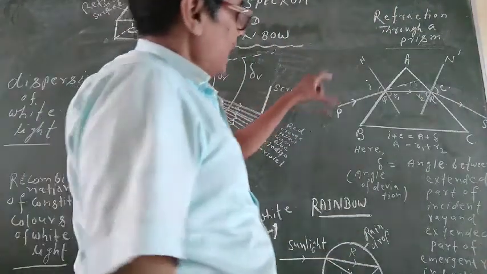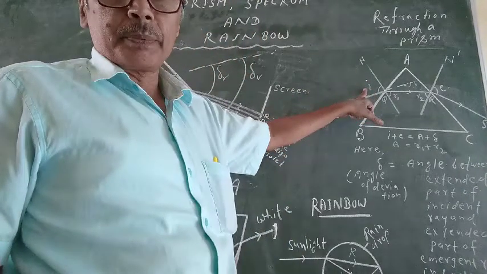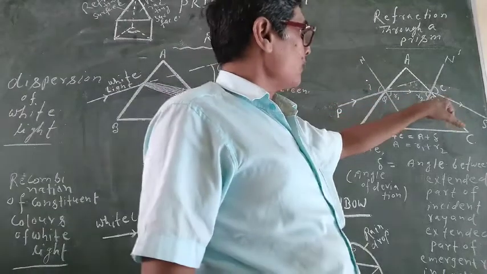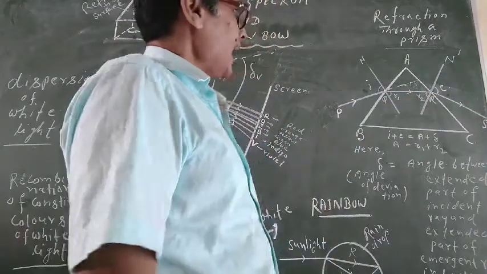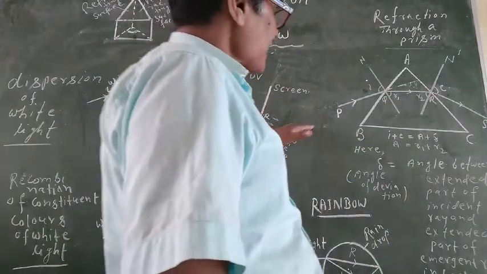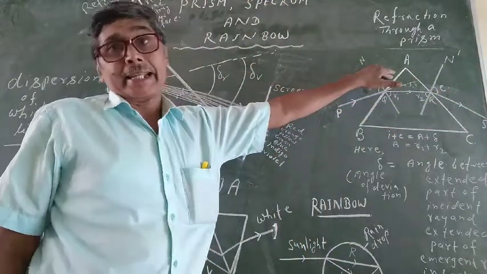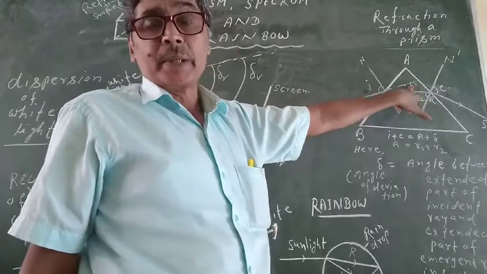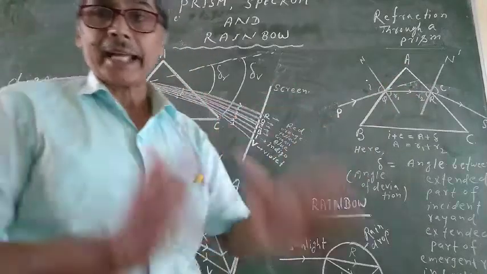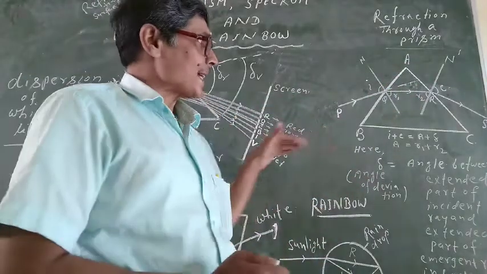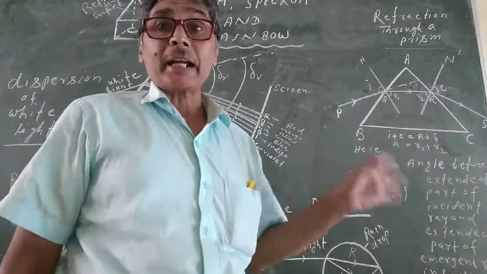The angle formed between the incident ray and the normal is the angle of incidence. The angle formed between the emergent ray and the normal is called the angle of emergence. And the angle formed between the extended part of the incident ray and the extended part of the emergent ray in the backward direction is known as the angle of deviation, denoted by delta.